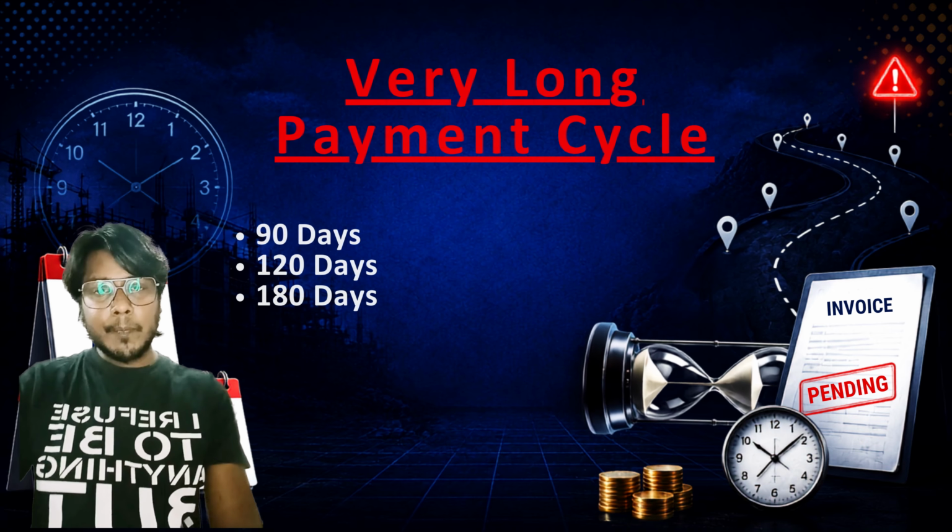The first warning sign is an unusually long payment cycle. Some tenders specify payment after 90 days, 120 days, or even 180 days. Ask yourself, can your company continue paying salaries, suppliers, fuel, equipment, rentals, and GST while waiting for the payment? If the answer is no, think carefully before bidding.